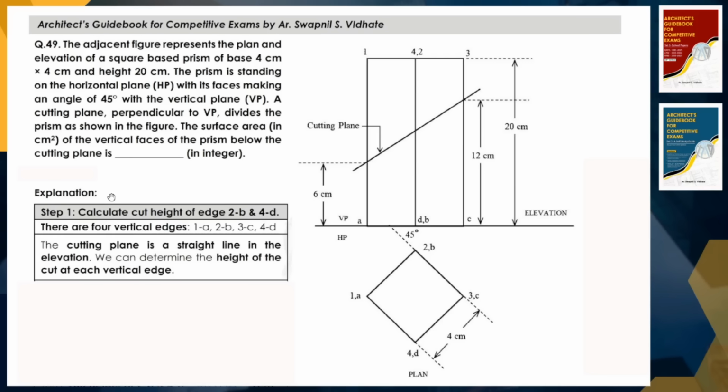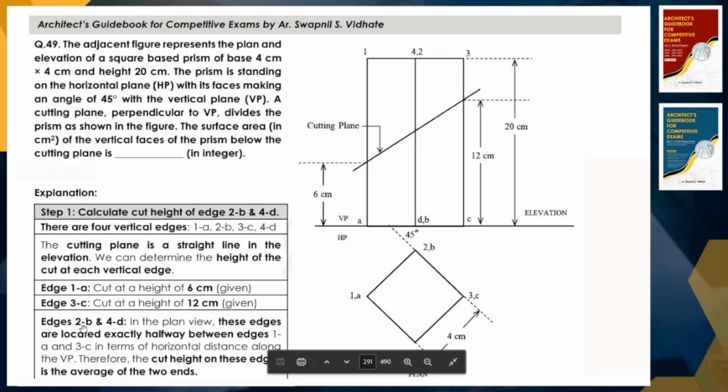Now how we will calculate? The cutting plane is a straight line in the elevation, right? So we can determine the height of the cut at each vertical edge. The first one, as I said, the cut height for edge 1A is 6 centimeter. Similarly, the cut height for edge 3C is 12 centimeter. Now, for edge 2B and 4D in the plan view, these edges are located exactly halfway between the edges 1A and 3C, right? Because this is 6 centimeter, this is 12 centimeter, it is exactly at the half.